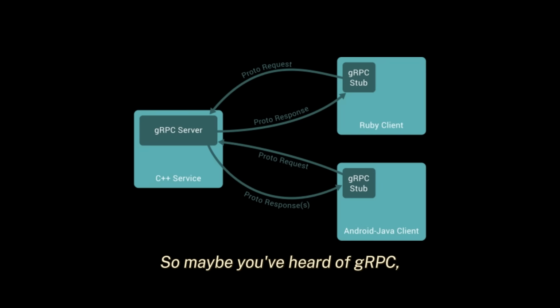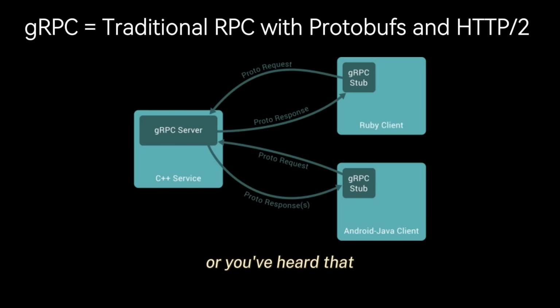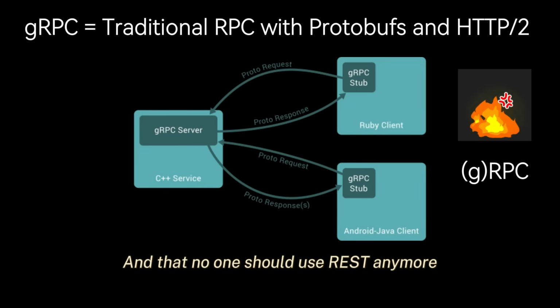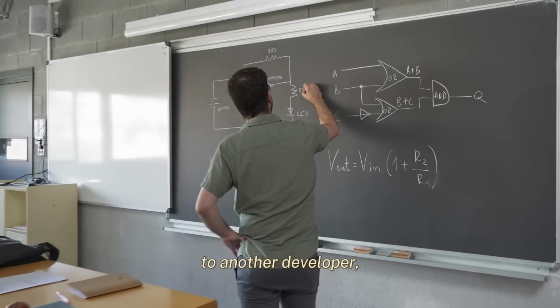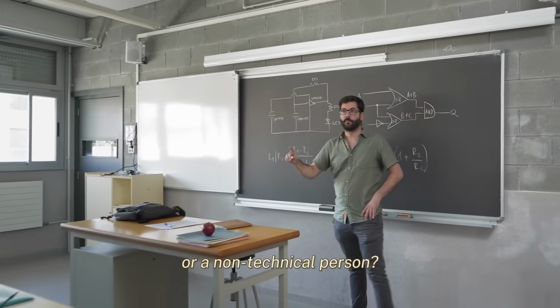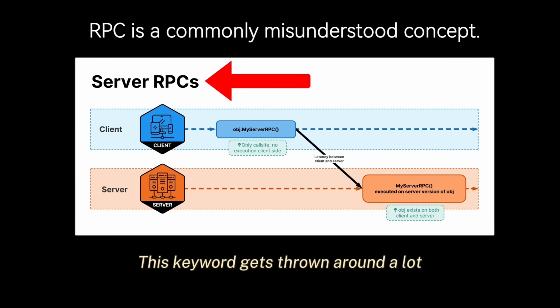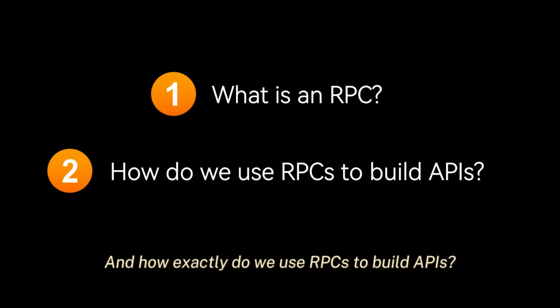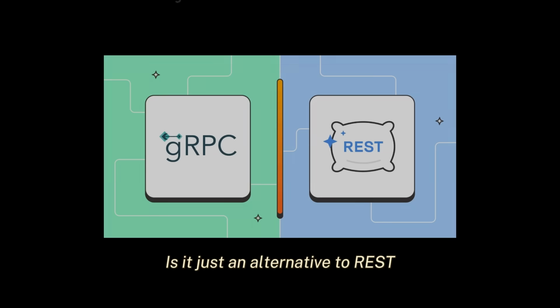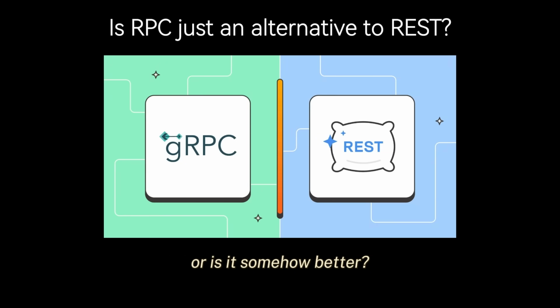So maybe you've heard of gRPC, or you've heard that RPC is the hottest thing right now and that no one should use REST anymore. But how would you actually explain RPC to another developer or a non-technical person? This keyword gets thrown around a lot, but let's actually try to break it down and understand it. What is an RPC, and how exactly do we use RPCs to build APIs? Is it just an alternative to REST, or is it somehow better?